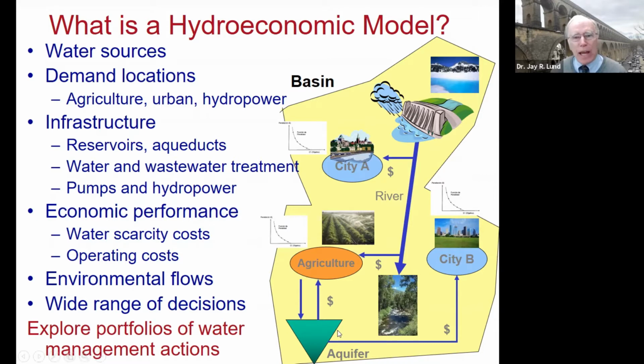In managing this system, we have a wide range of decisions. We have water demand decisions, water conservation decisions at the demand side. We have water operations decisions, how much water to store in reservoirs or aquifers, how much water to divert and allocate among the different uses, how much to pump versus how much to release, how much to store. And so the hydroeconomic model really helps us explore the portfolio, the very wide portfolio quite often, of water management action. So we often have thousands of different decisions that we're trying to coordinate with these models.